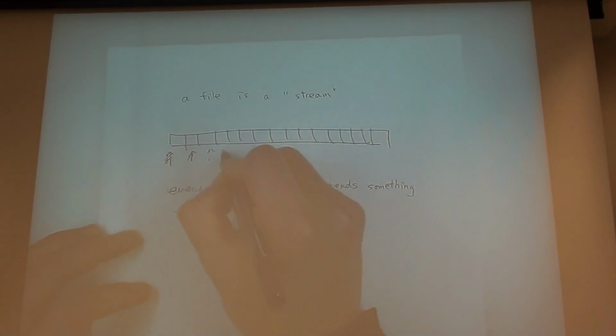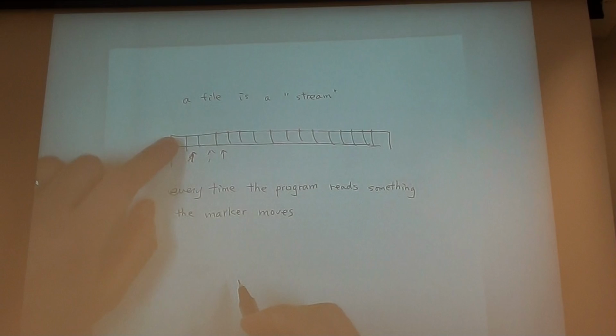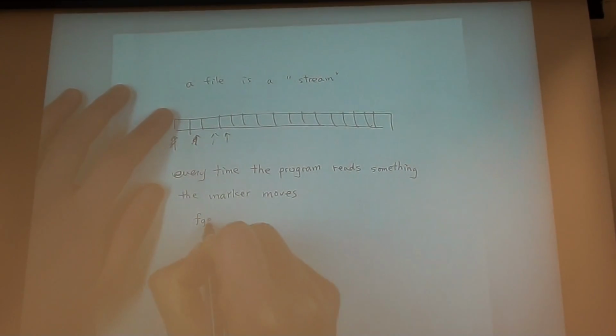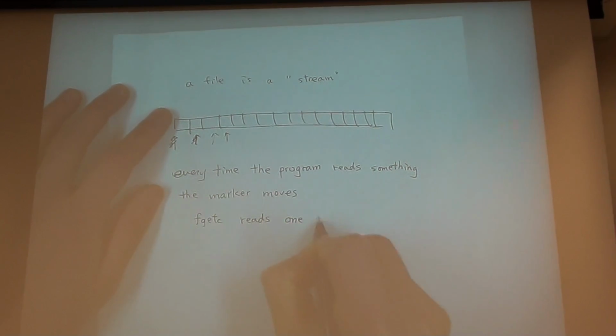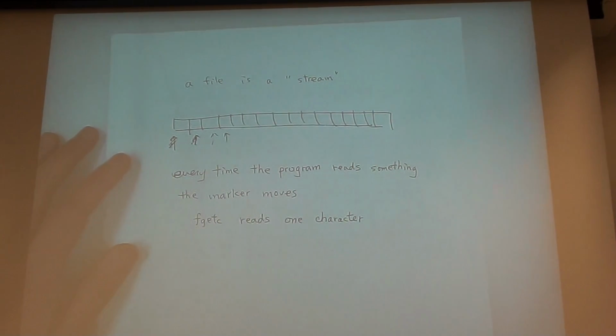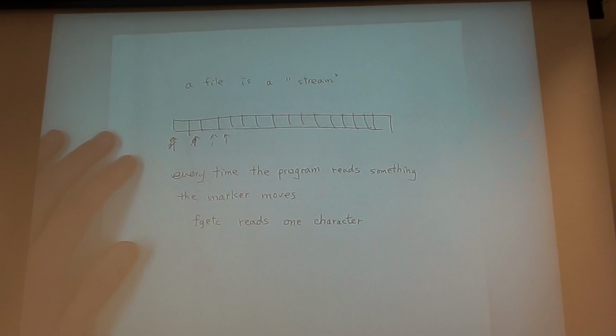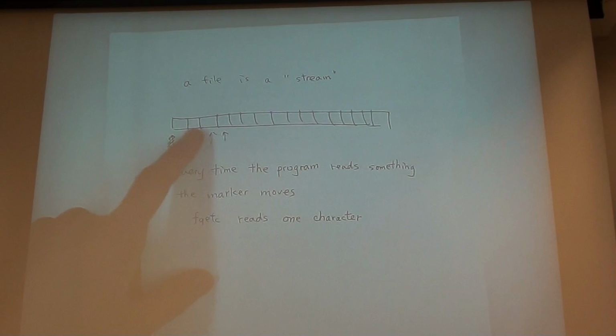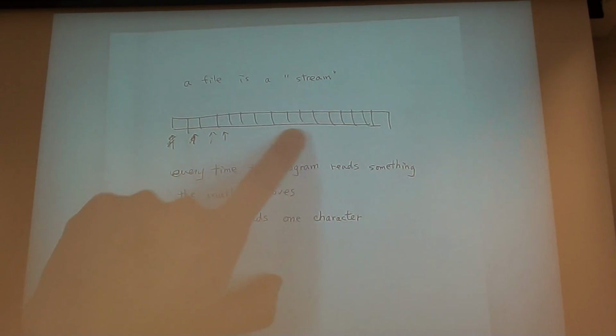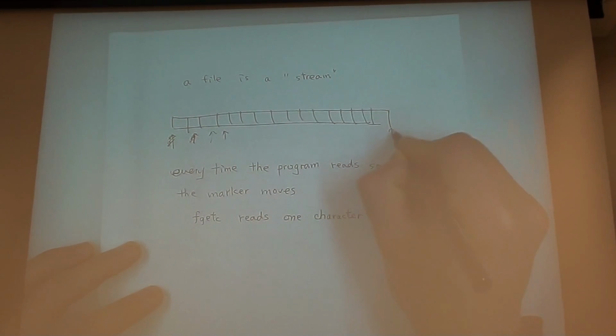You keep reading. So how do we read a character? fgetc will read one character. I'll talk about why it returns an integer, not a character, in a moment. So if you call fgetc once, you will go to the next character. You call it again, it goes to the next character. It keeps going until you reach the end of the file.